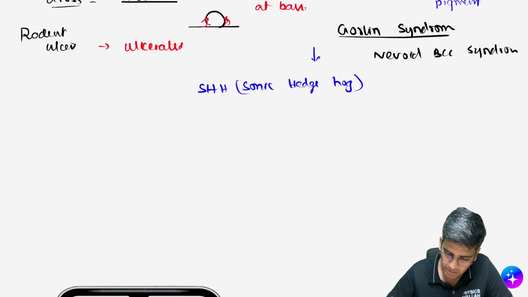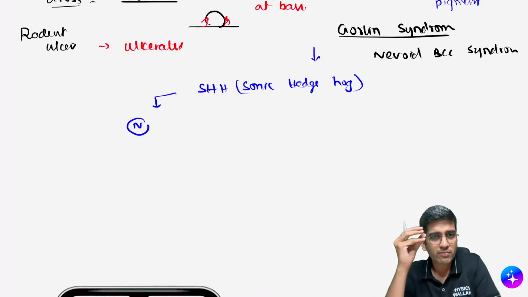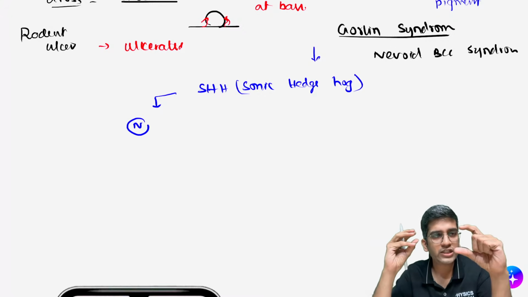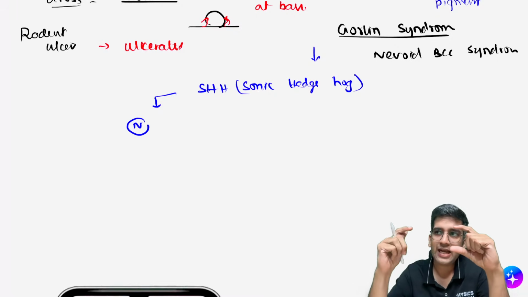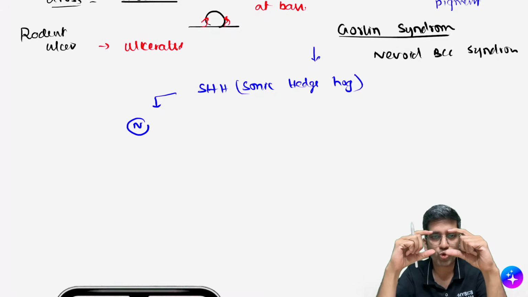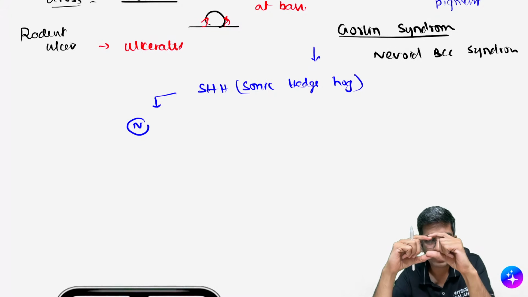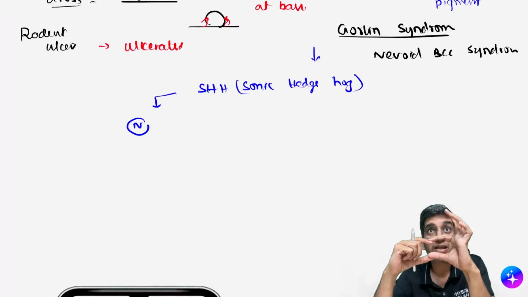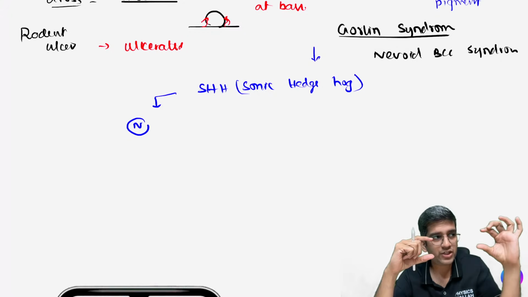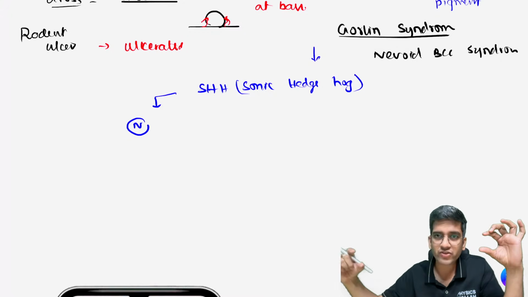Okay. So we'll see what happens normally and we'll see what happens in mutation. In a normal sonic hedgehog pathway, there is a gene called PTCH, the patch gene, and this gene acts on smoothened, SMO, right? So this PTCH protein binds with smoothened and inactivates it. Only when the growth factor comes, PTCH goes away, smoothened activates, and does the job, right?